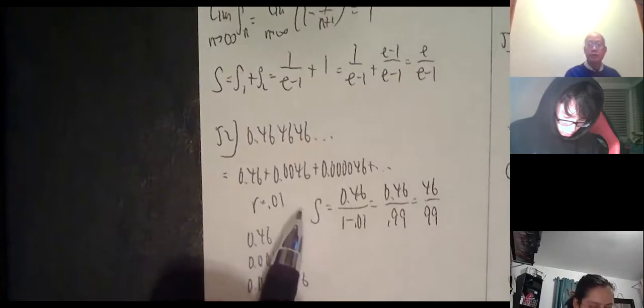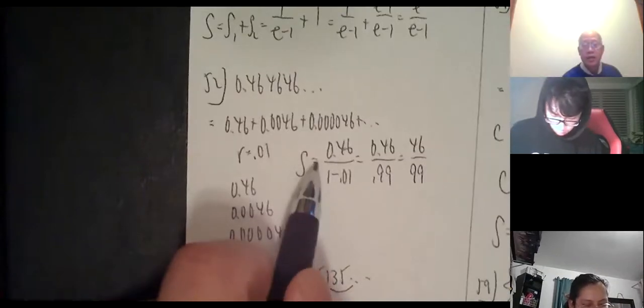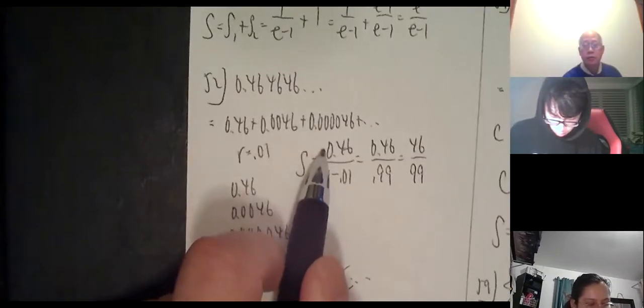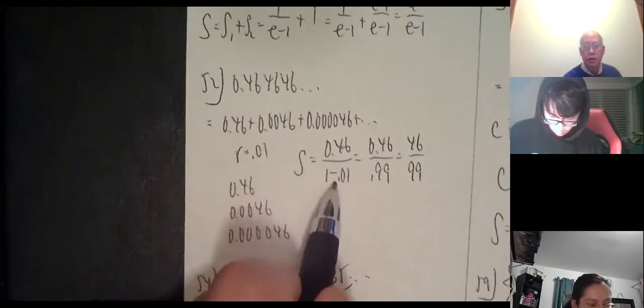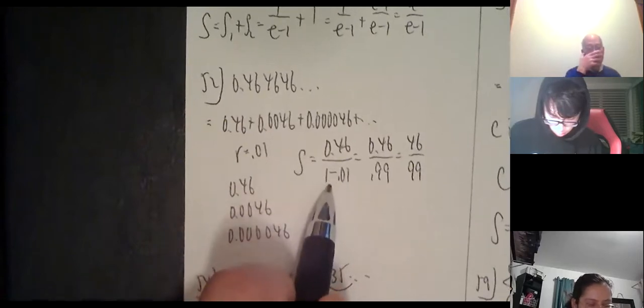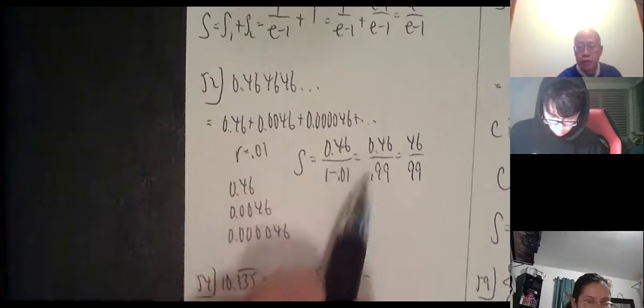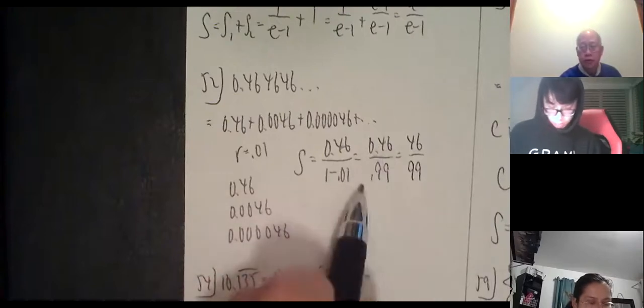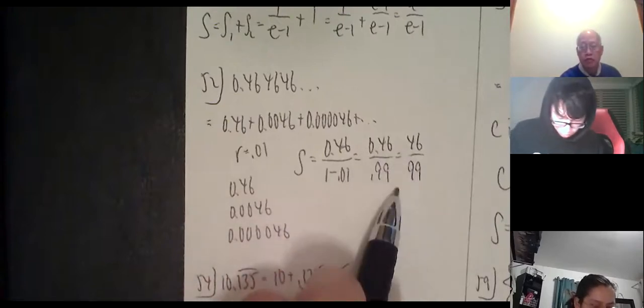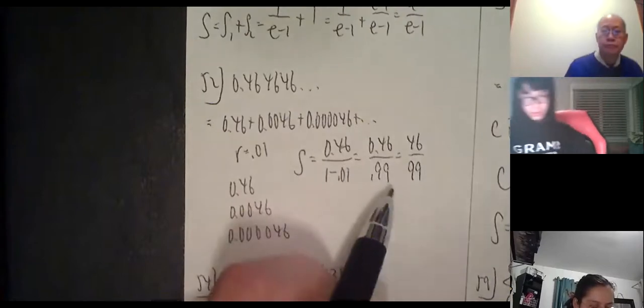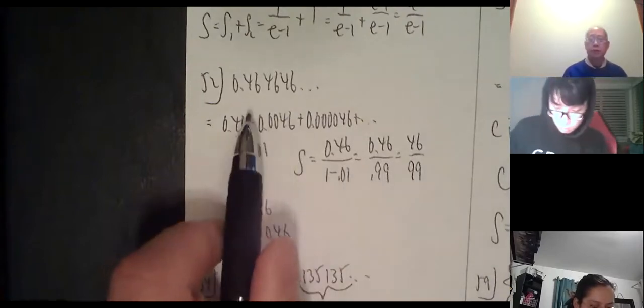So I just use the formula. S is the first term, 0.46, over 1 minus r, 1 minus 0.01. So 0.46 over 0.99, move the decimal over 2 spaces, 46 over 99. Okay, so that's what you do.